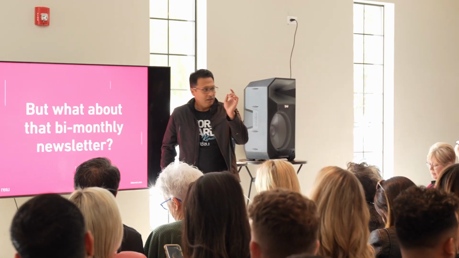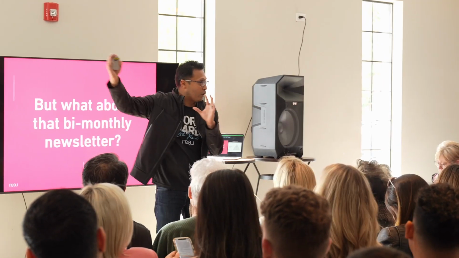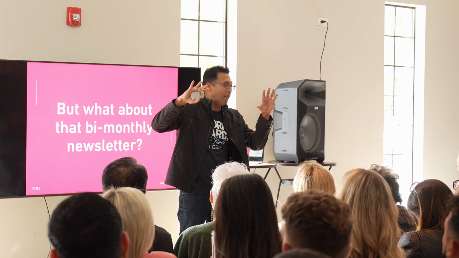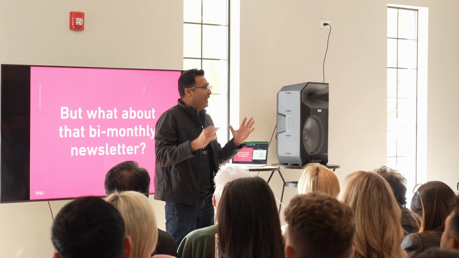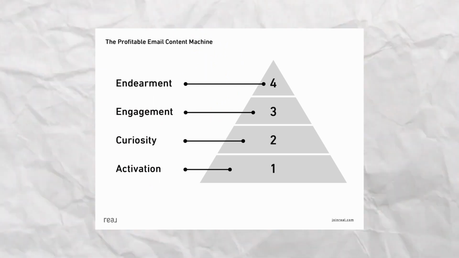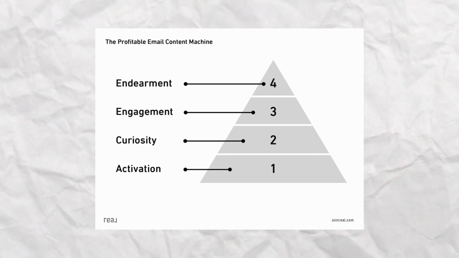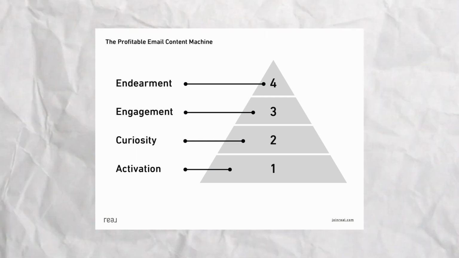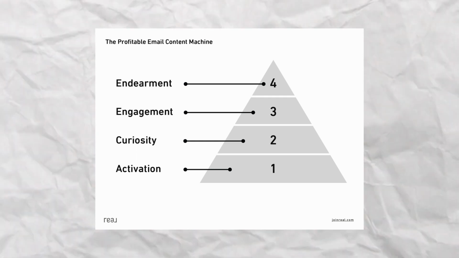So here's the issue with my bi-monthly newsletter, right? What used to work three or four years ago, where it was beautifully laid out, had a bunch of pictures, had your photo up top, the number one agent in this marketplace, click on this video, it's too much. The way you see if it's working or not is to run it through the framework. Does it activate people? No, because it's got too much going on. Does it create curiosity? There's too much going on. Does it create engagement? Maybe you get a bunch of clicks. Does it create endearment? Not really, because it feels like marketing.